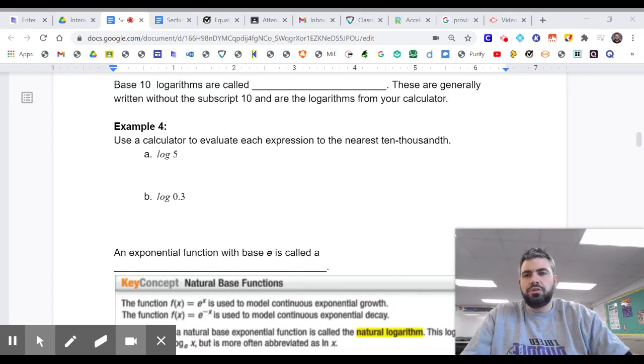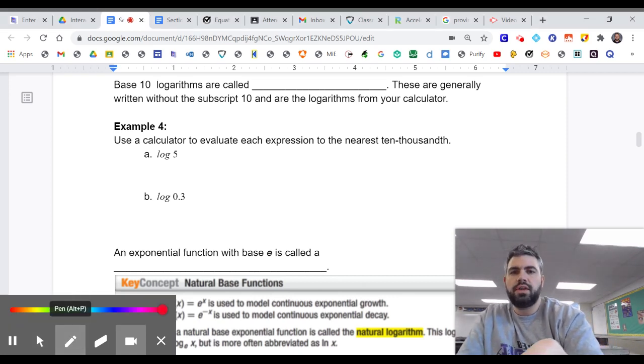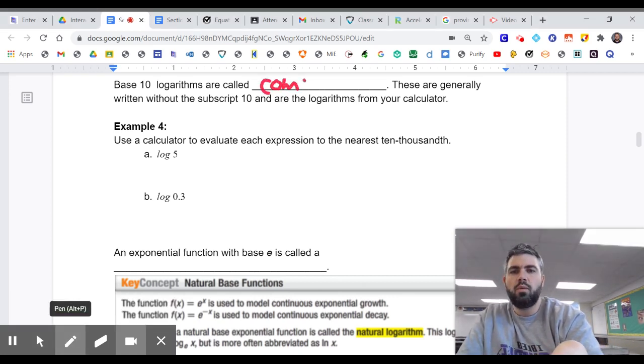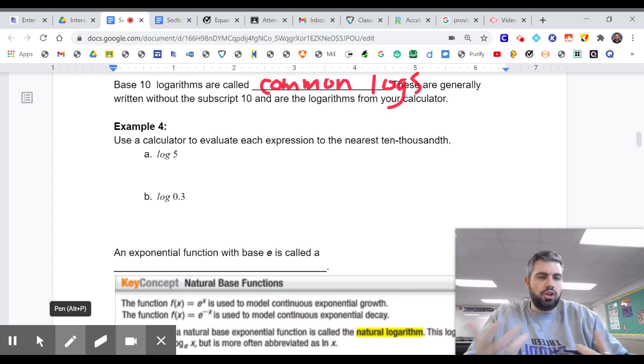Okay, so we have special logarithms, and those that are log base 10 are called common logs. So those have a special name called common logs. And why do we call them common logs? Well, because that's really how we use logarithms in the real world, right?